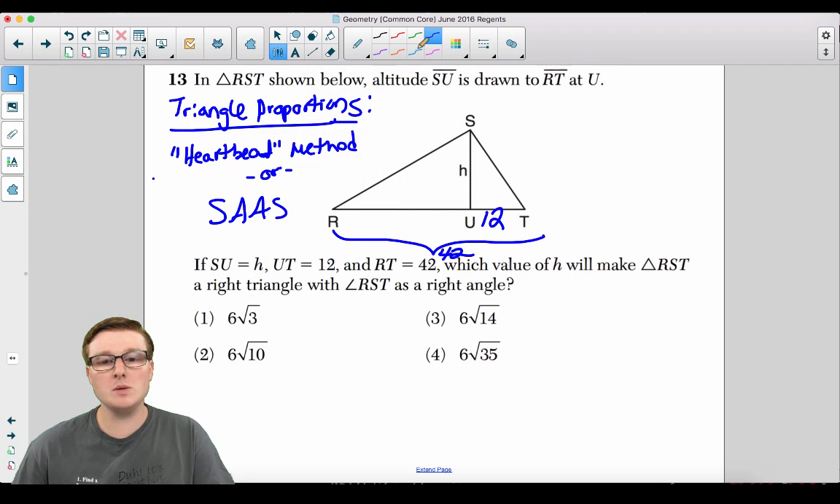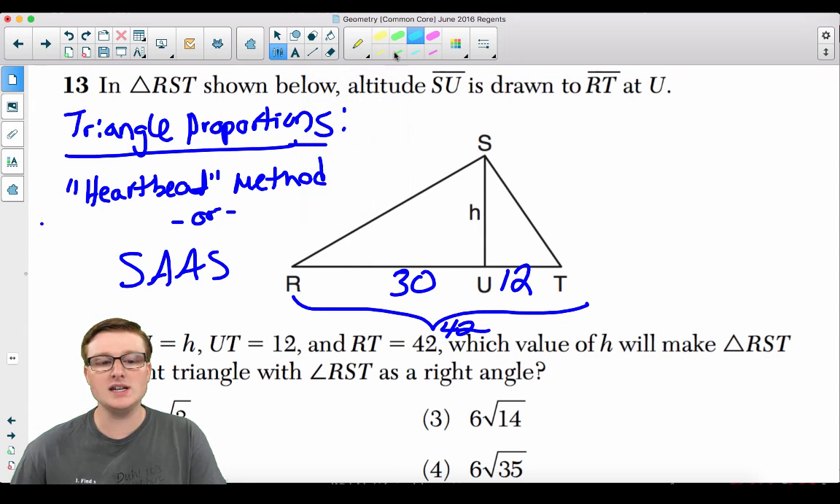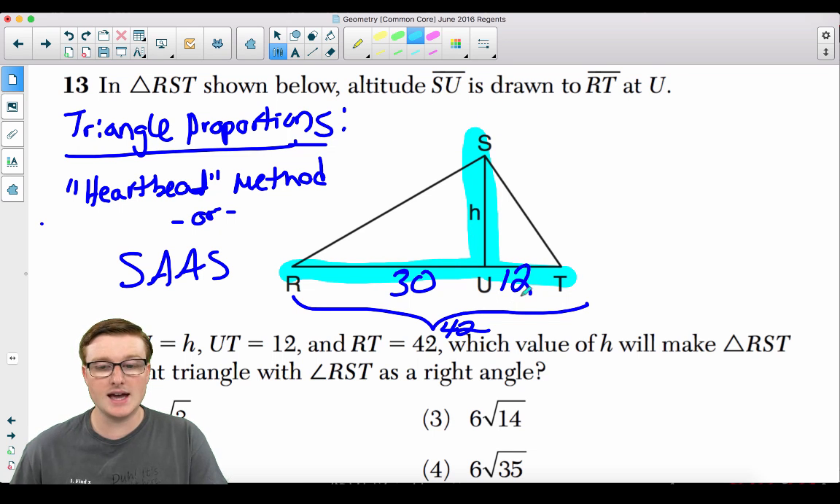So before we begin, we need to understand that 42 is the length of the whole thing. We need RU, which is 42 minus 12, which is 30. And that was really important to getting this question right. So in order to solve for the value of H, we need to use the heartbeat method, which I call the flat line over the pulse equals the pulse over the flat line. You go up and you come back down again, and that will be your triangle proportion. For those of you using SAS, that's your segment over your altitude equals the altitude over the segment.